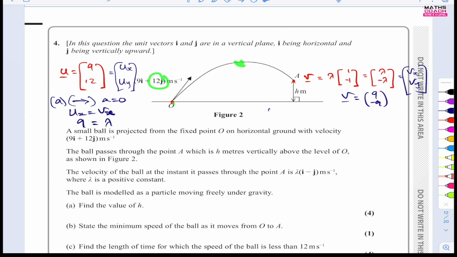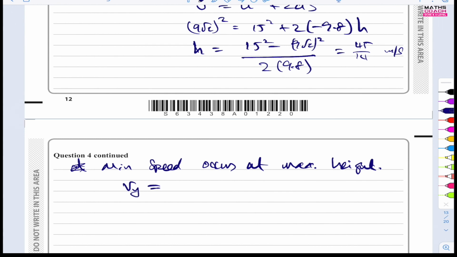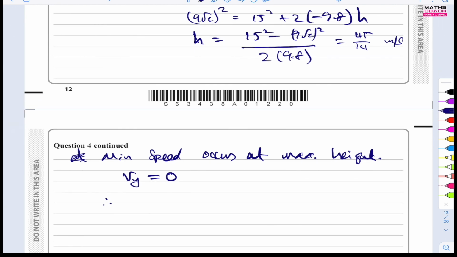And the speed is Pythagoras: speed along the x squared plus speed along the y squared. Because we're adding up the components, if you add nothing on the vertical one, that happens at the highest point. Therefore, the minimum speed occurs at maximum height where velocity along the y would be 0. So V would be equal to the square root of 9 squared plus 0 squared, which is 9, the minimum speed.